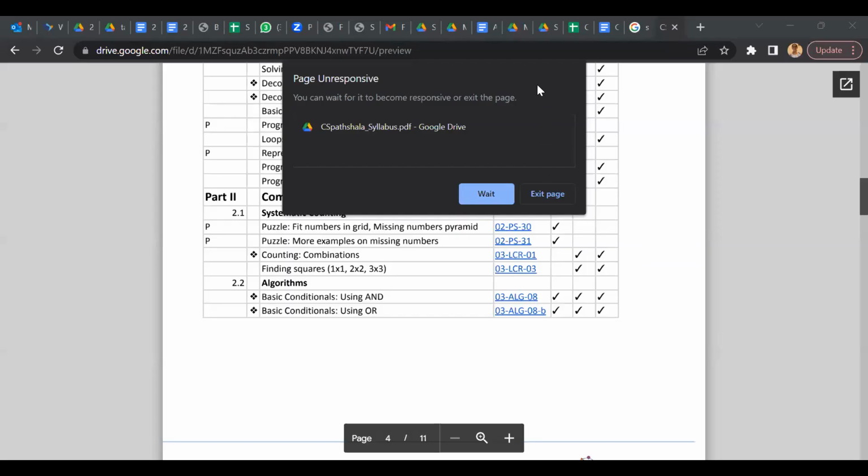Just give me a second. It doesn't want me to share it. It's okay. So in any case, just visit the CSpathshala website. If you get stuck, feel free to write to us. We will respond to your emails. Yes. Okay, ma'am. Thank you.